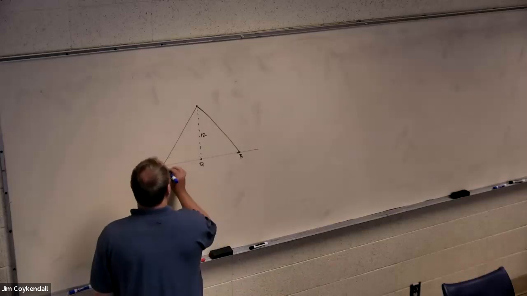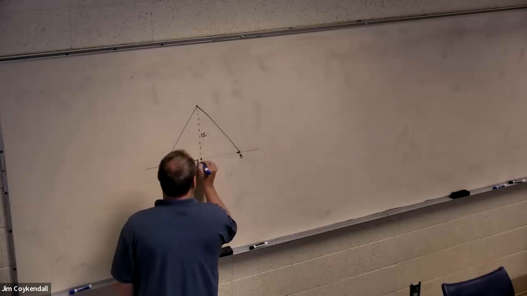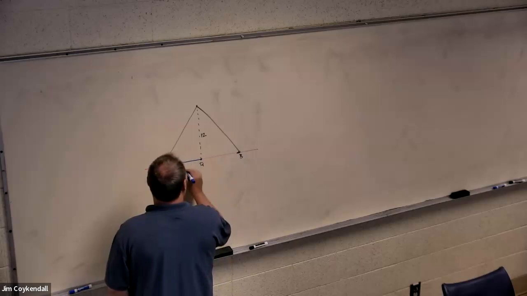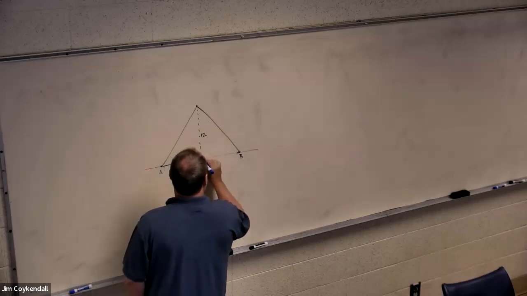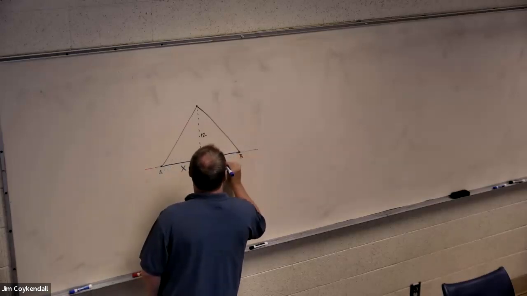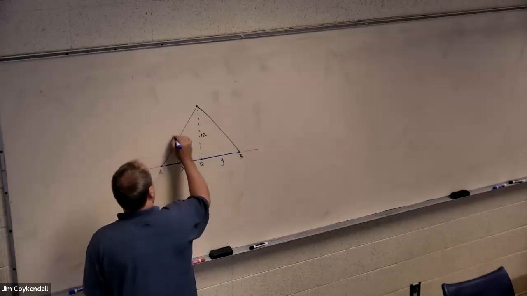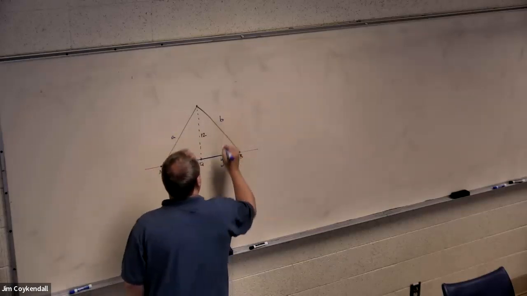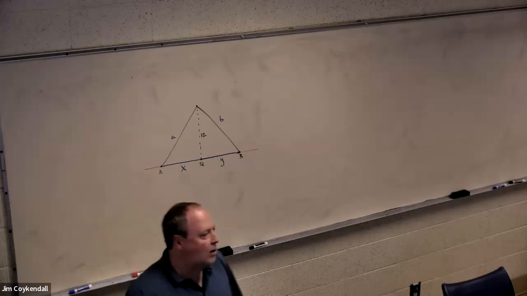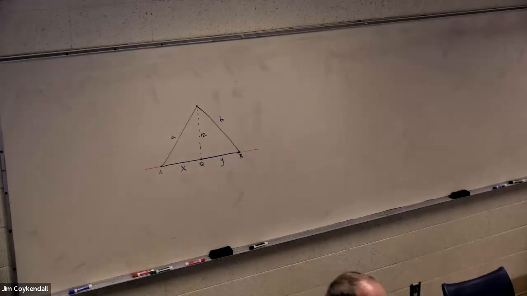You know what? I'm going to label everything out. I'm going to call this X. I'm going to call this Y. And I'm going to call this little A, and this little B. Now, all four of these quantities vary as you pull that cart, right?